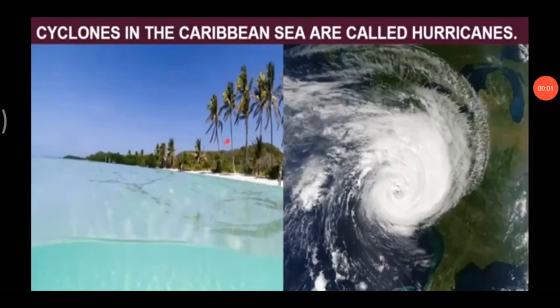Now let's move forward. Now here you can see the beach. Here are cyclones in the Caribbean Sea. This is a sea cyclone in the Caribbean Sea. They are known as hurricanes. So different names are given to the cyclonic winds. Somewhere they are typhoons, somewhere they are hurricanes.